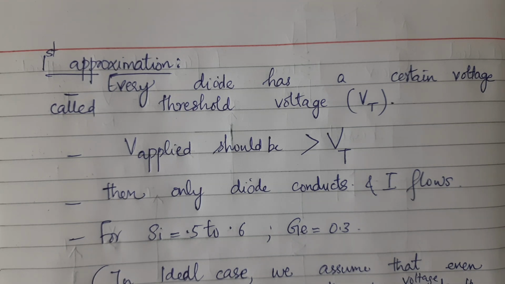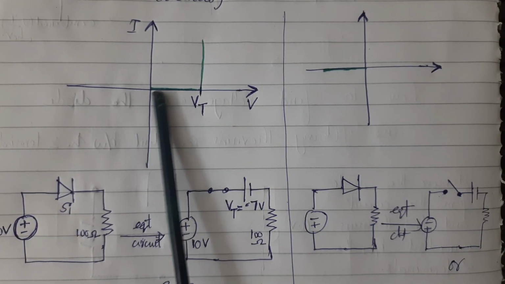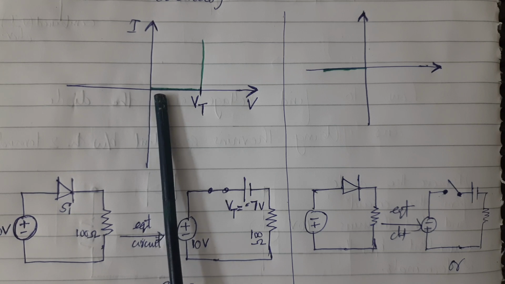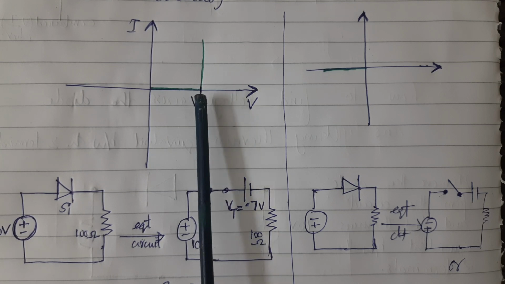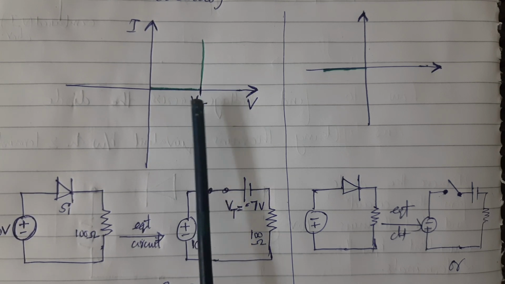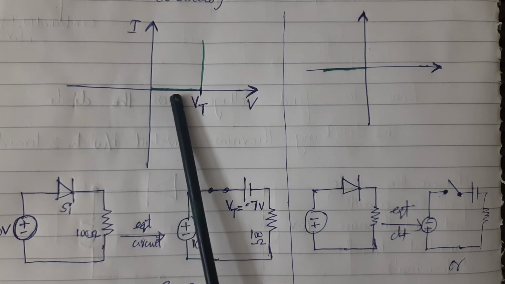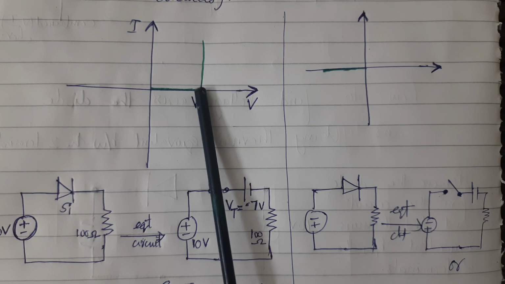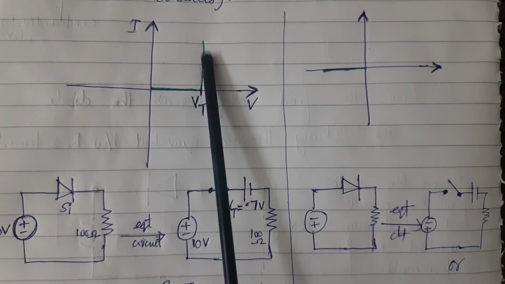So in the ideal case we didn't assume it, so this concept of threshold voltage we are applying it. What happens here is, we are applying the voltage, nothing is happening, and it reaches VT. Suppose the atom is silicon, and 0.6 is the threshold voltage of silicon. Then if we are increasing the voltage, and when it reaches this particular point for silicon, that is 0.6, then the current will start flowing.